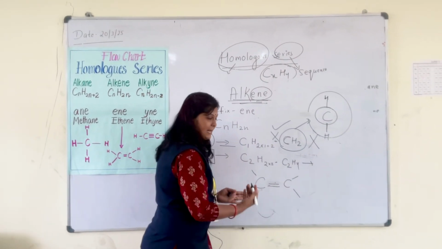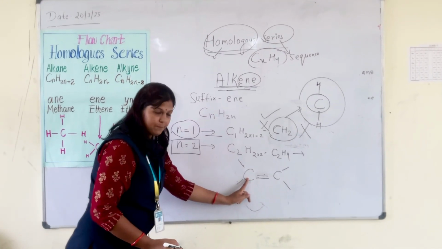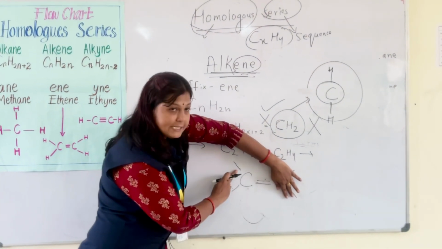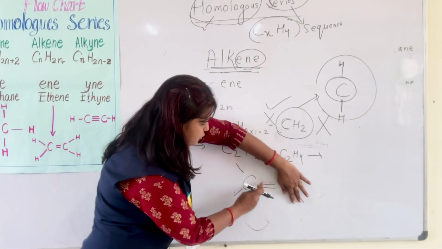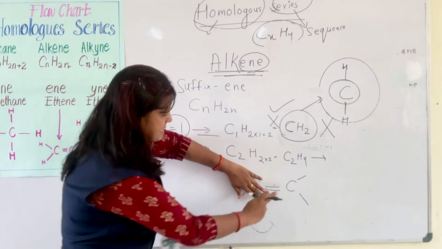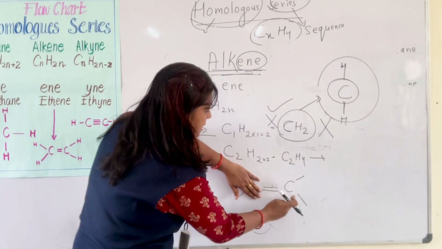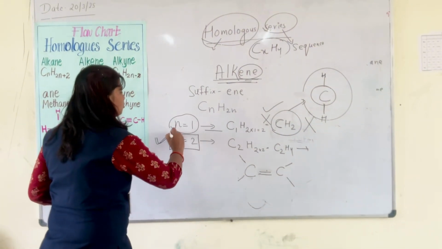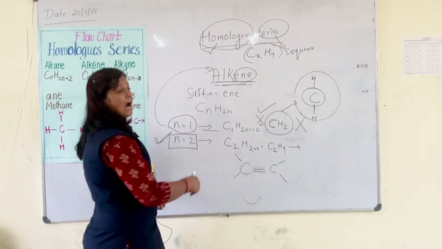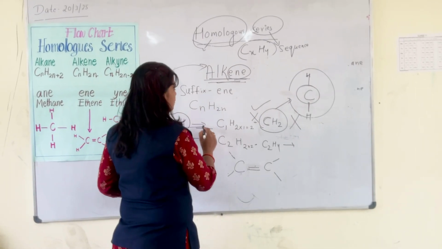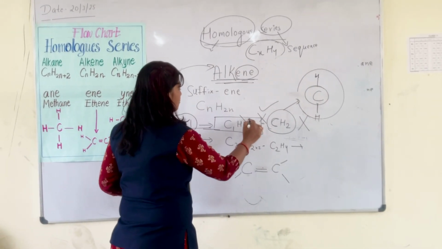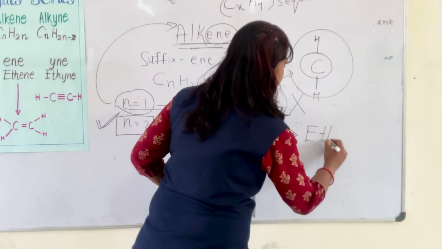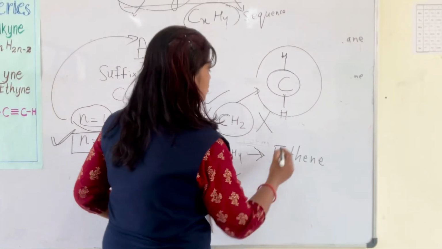So now you check again. This carbon only you see. Don't see this carbon. This carbon is bonded with 1, 2, 3, 4. This carbon is bonded with 1, 2, 3, 4. Now it is stable. So n equal to 2 is possible for alkene, not n equal to 1. So this is not possible. So alkene starts with the member ethene.